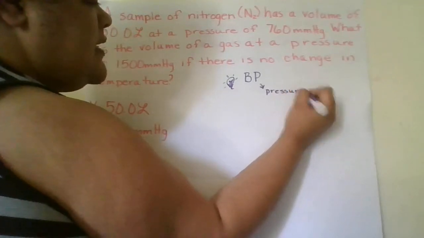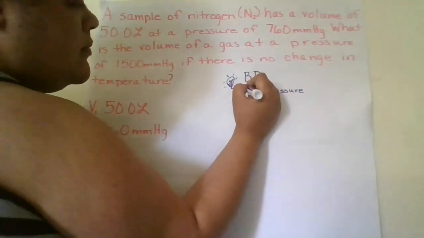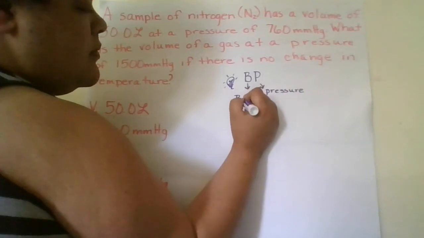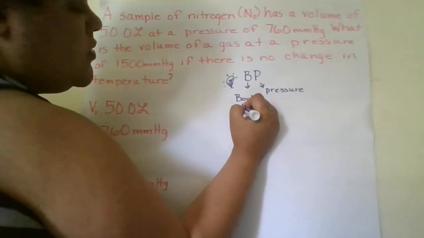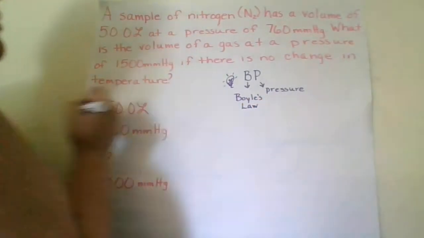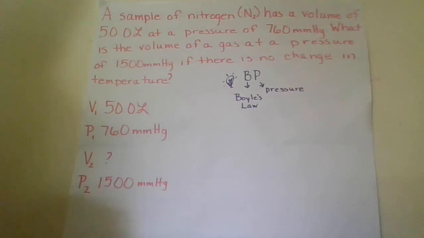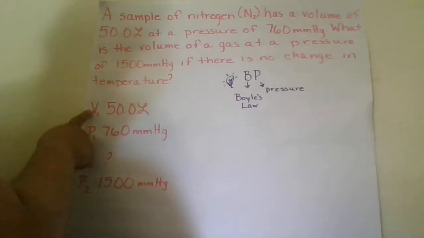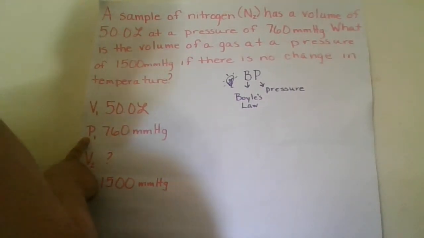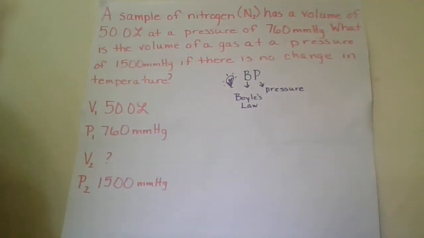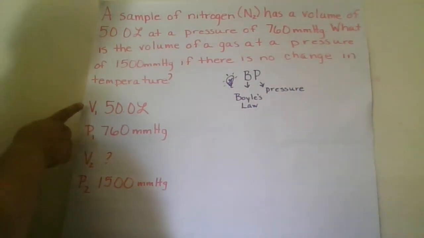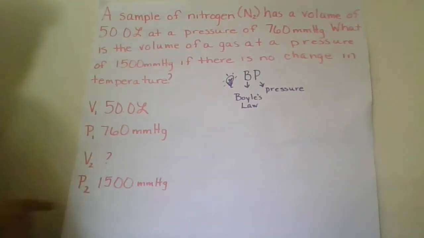And if pressure is given in the problem, I am solving a Boyle's law problem. Boyle's law has a relationship between volume and pressure, but no change in temperature. Temperature is not a factor in Boyle's law because it does not change. The only factors that change are at some point in time a volume or a pressure.